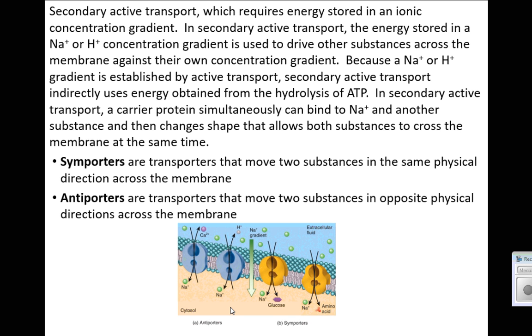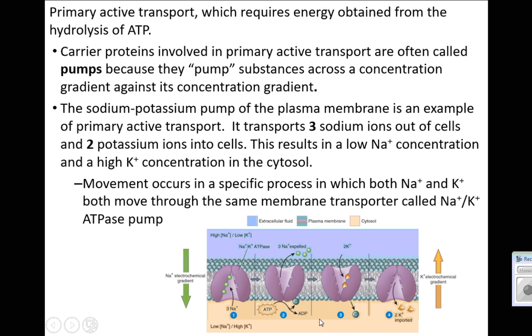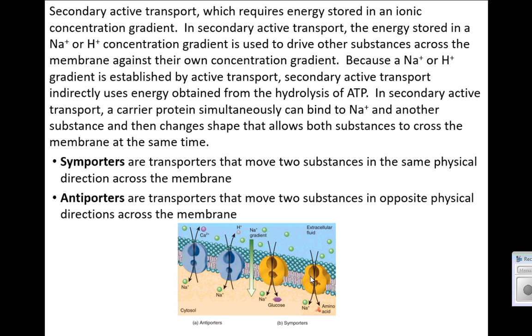As it states here, secondary active transport indirectly uses energy from the hydrolysis of ATP. Look down at the figure, we don't show ATP at all. The ATP that drives this happens in primary. For secondary to happen, primary has to happen first.